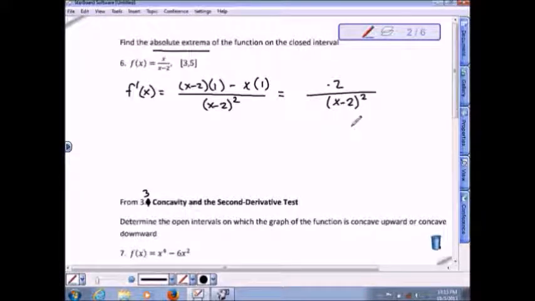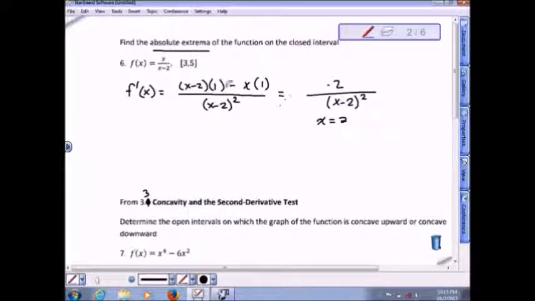Now, we can have a critical value, remember, whenever the first derivative is equal to 0, or when it's undefined. It's undefined when x equals 2. And because there are no x values in the numerator, this expression will never equal 0. So the only critical value we have is x equals 2.